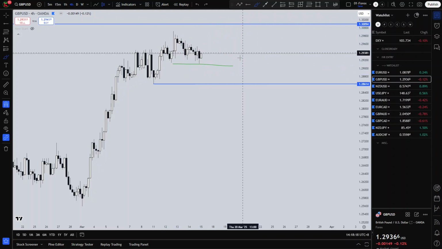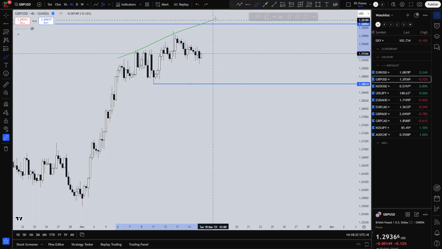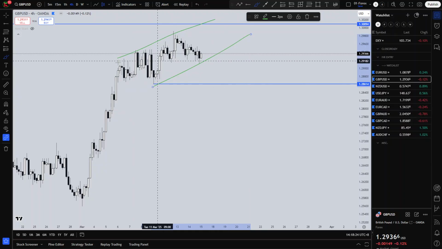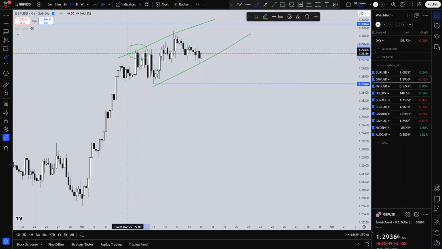It will most likely break through then. On the other hand, we have an argument here for an ascending channel. So that could also be an option. So we have here a 1, a 2, and a potential 3.